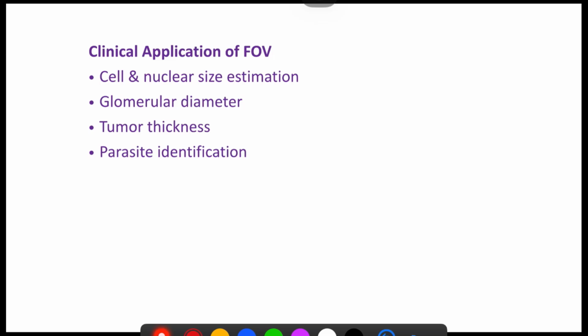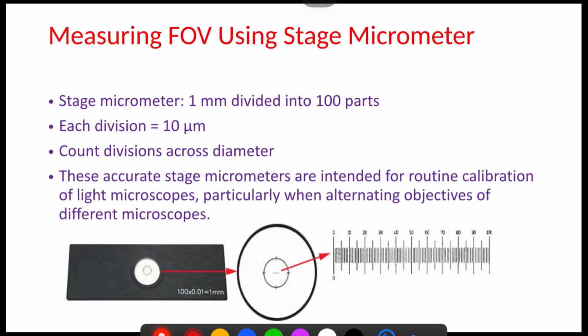Now what is the application of this field of vision? It is for cell and nuclear size estimation, glomerular diameter, which we'll see in the next slide, tumor thickness measurement, and parasite identification. Now, how to measure field of vision using a stage micrometer.